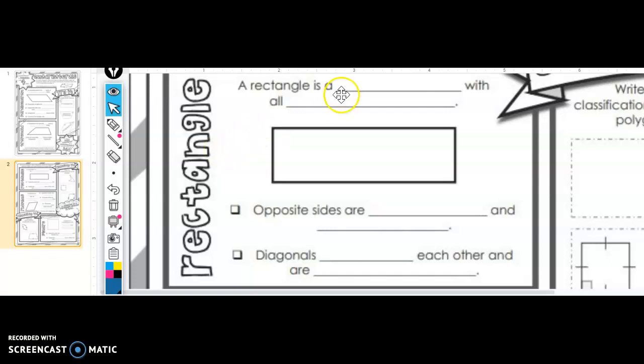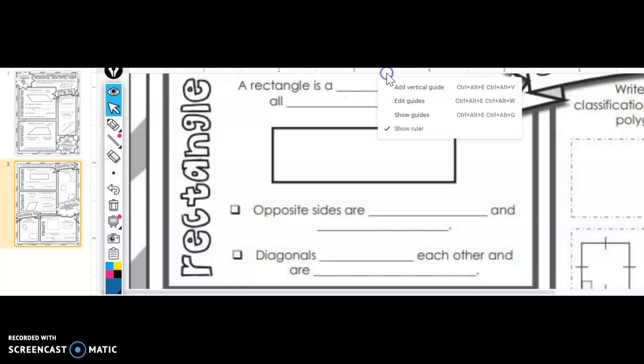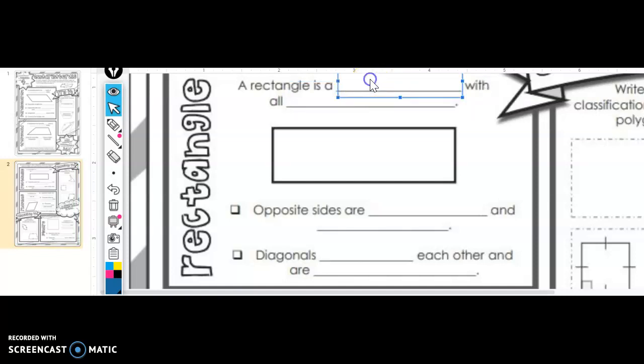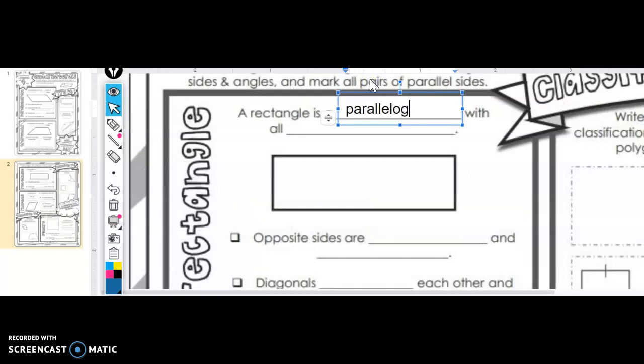And we're going to talk about the rectangle. A rectangle is a parallelogram, and it has all right angles. That's what makes the definition of a rectangle. It is a parallelogram, so everything that we filled out on page 1 for parallelograms applies to the rectangle, since the rectangle is also a parallelogram. So we still do need to draw in our diagonals and all of our properties here.